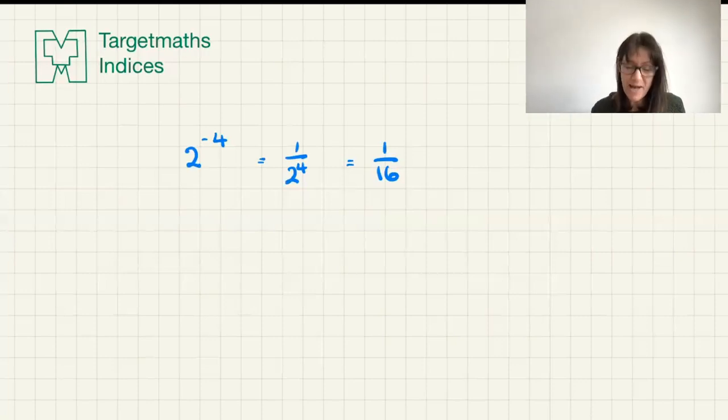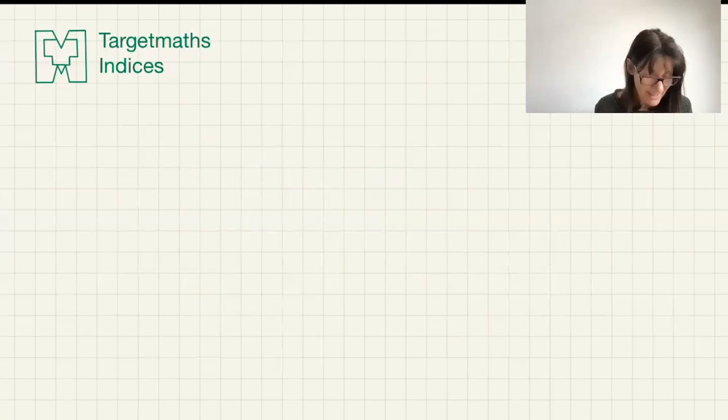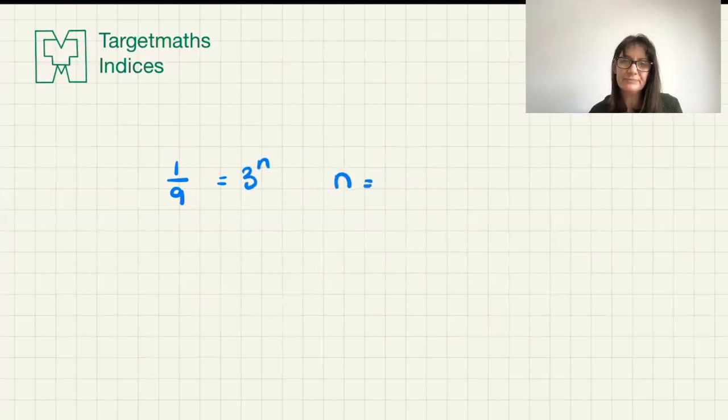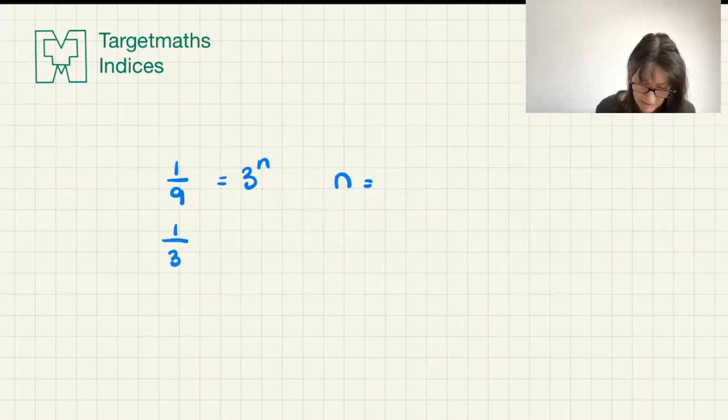Now, what about going back the other way? What if I gave you a fraction? So let's say I give you a 9th, and I say I want you to write that as a power of 3. Let's say we'll do it like that. What does n equal? Okay, so what we should be doing is really staying in the fraction to start off with and thinking, right, how do I write 9 as a power of 3? That would be 3 squared. And then to get rid of the fraction, I need to change it to a negative power. So n is equal to -2.